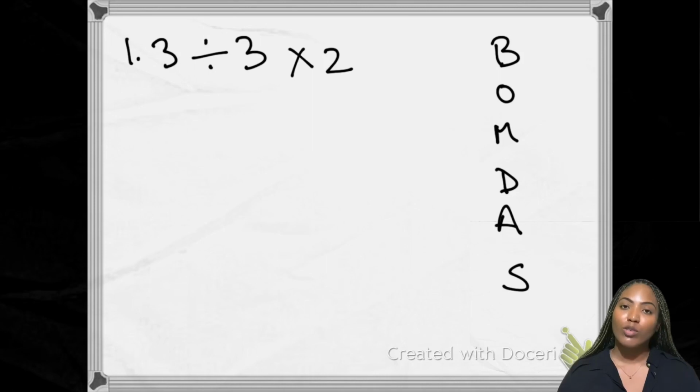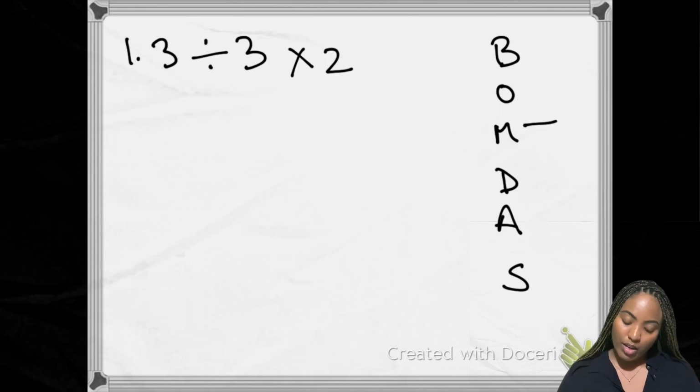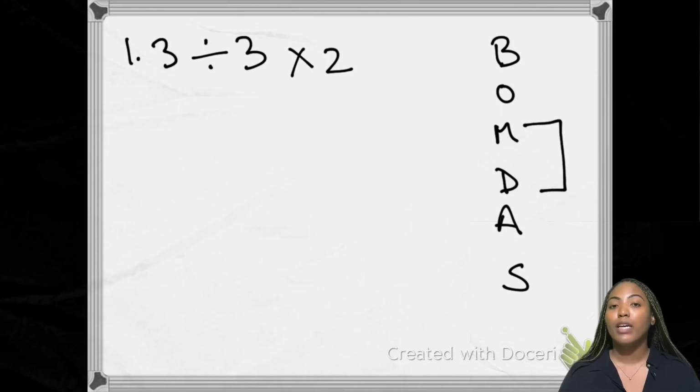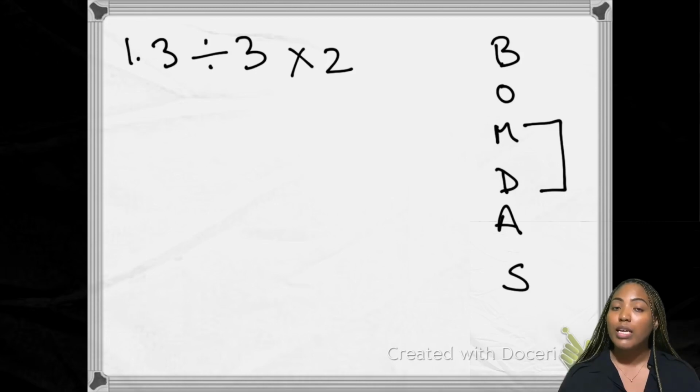For our first question, we will look at the following problem. 3 divided by 3 multiplied by 2. To the right, we have BOMDAS. As I stated before, the common mistake that many students make is to insist that multiplication must be done before division. However, this is not true. Multiplication and division could be seen to be on the same level. It is just that whichever one comes first is the one you will do.